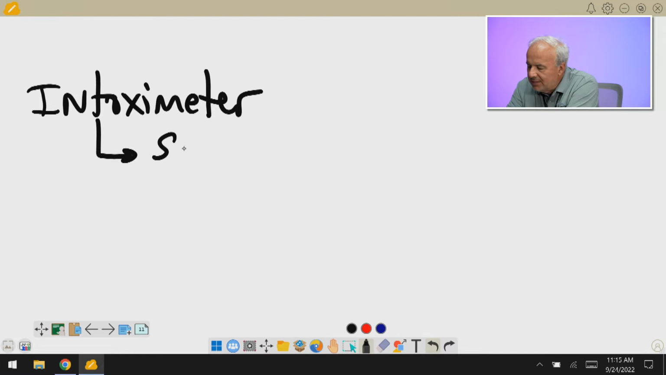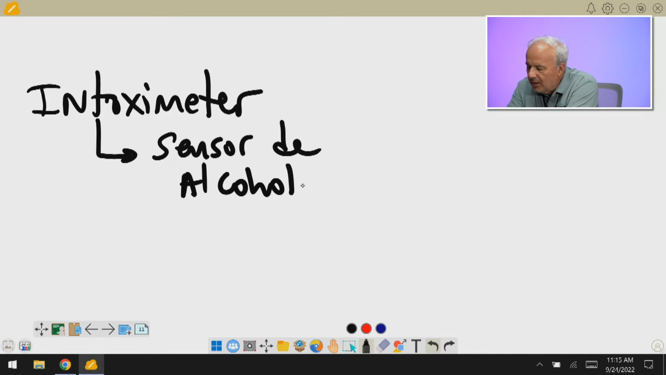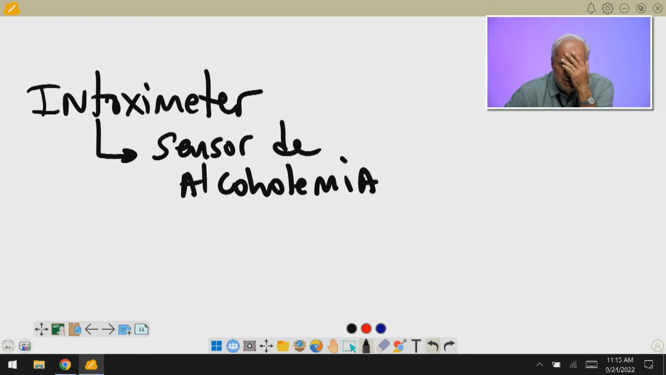We translate that as sensor de alcoholemia. Alcoholemia. No es intoxímetro, it doesn't make any sense. Because intoxicate, when you say, were you driving intoxicated in English? And it refers to alcohol, right? So you wouldn't say to that person in Spanish, usted estaba conduciendo intoxicado, because the Spanish-speaking individual will probably take the word intoxicado as food poisoned, because that's what it means in Spanish.